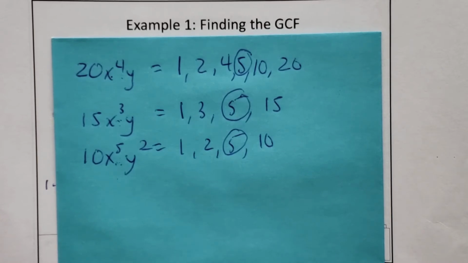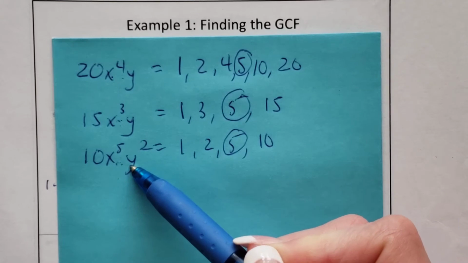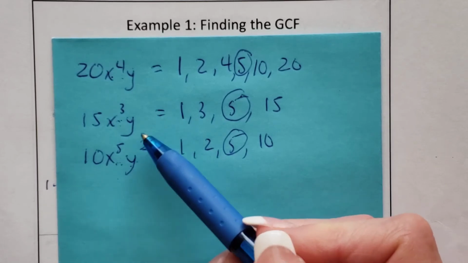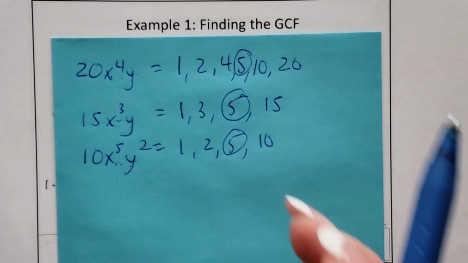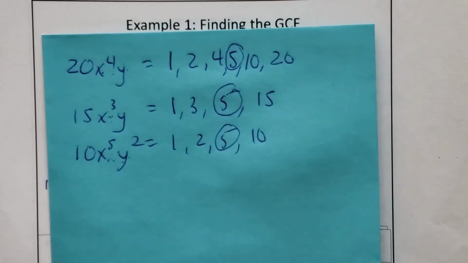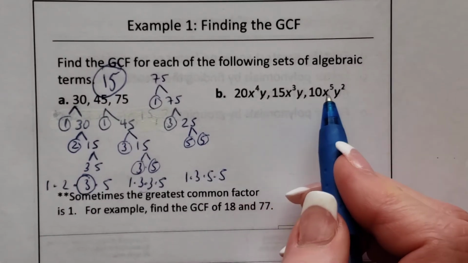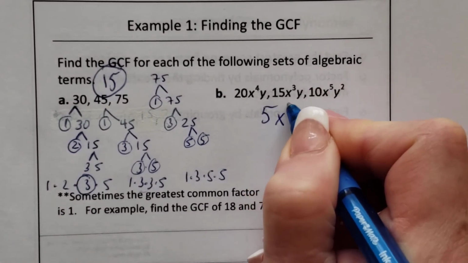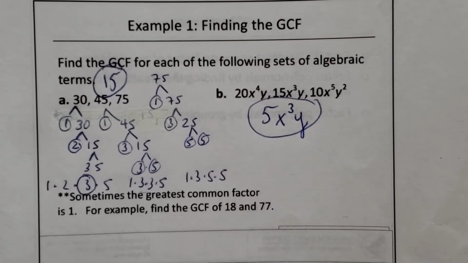All right, and then what about the y's? What's the biggest number of y's I could pull out of all of these terms? Well, it's only 1. Even though this has 2, I couldn't pull out 2 y's here or here. So y to the first is the biggest group of y's I could pull out. So the greatest common factor of these 3 terms is 5x to the third y. That's the greatest common factor.